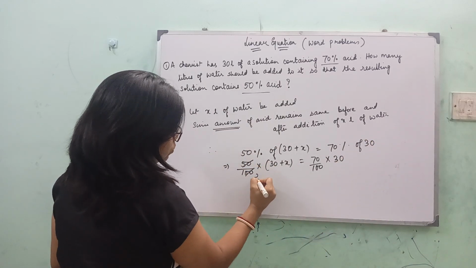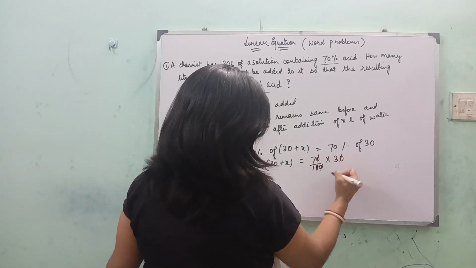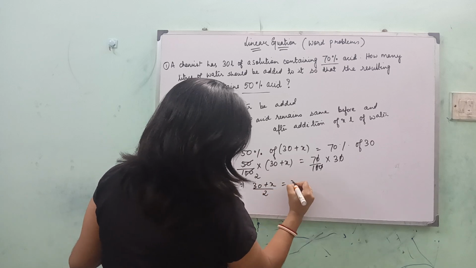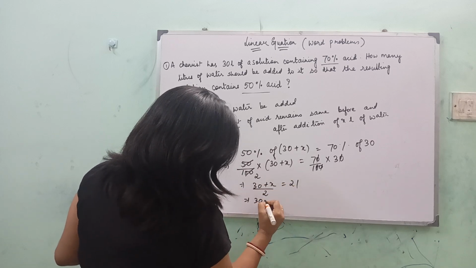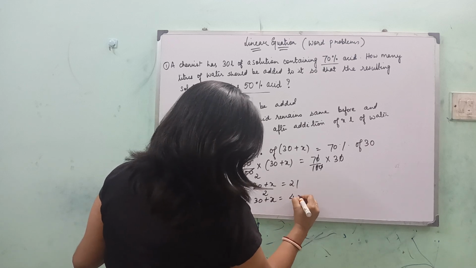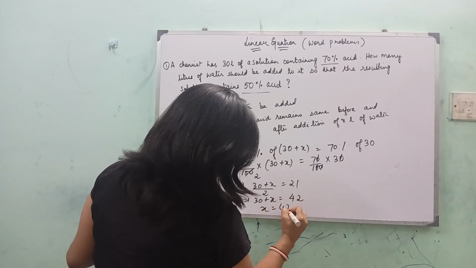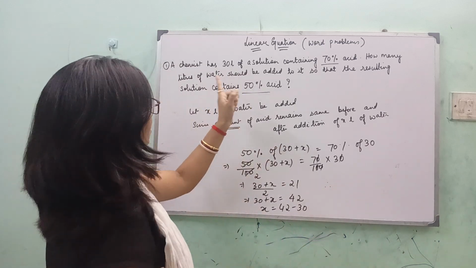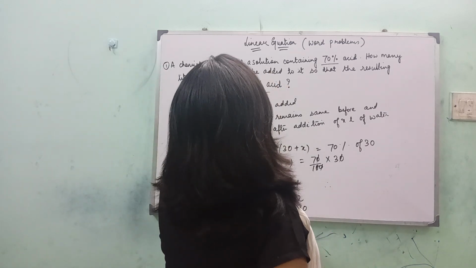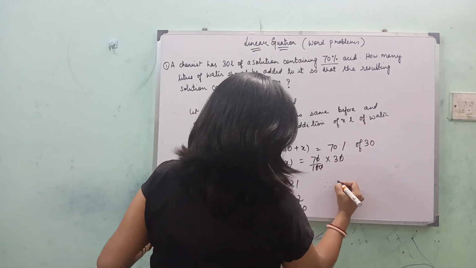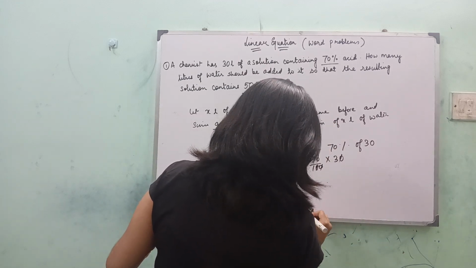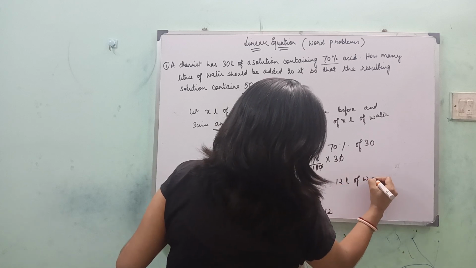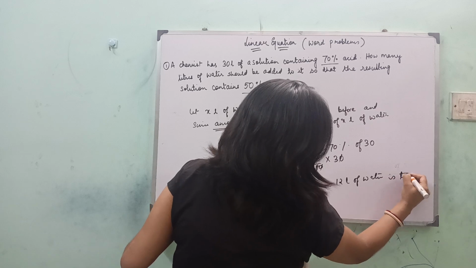So this is 2. This we already had calculated. So (30 + x)/2 is equal to 21. So 30 + x equals 42. So x is equal to 42 minus 30. Therefore, your question is how many liters of water are to be added. So x is equal to 12. Therefore, 12 liters of water is to be added.